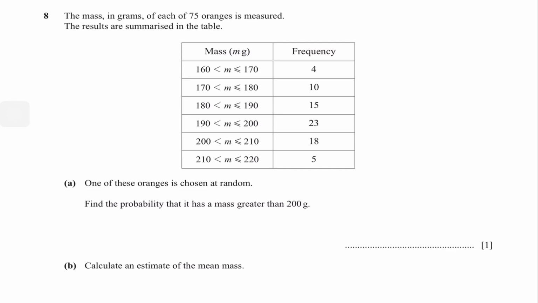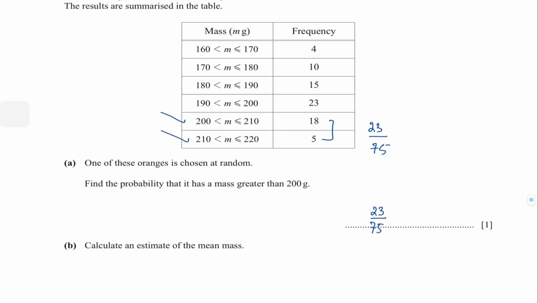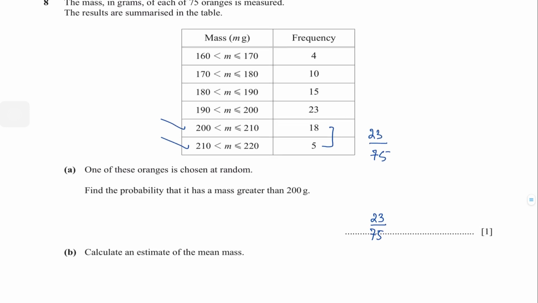Find the probability it has a mass greater than 200 grams. Greater than 200 grams means this category is greater than 200 and this category is also greater than 200. So that makes it a total of 18 plus 5, which is 23 out of 75. This cannot be simplified any further, so 23 upon 75 is going to be our final answer. Calculate an estimate of the mean mark.